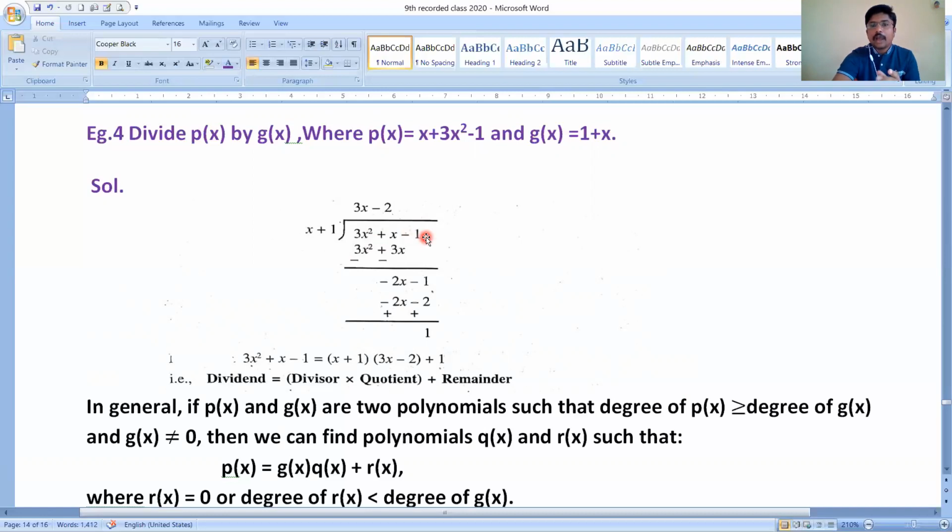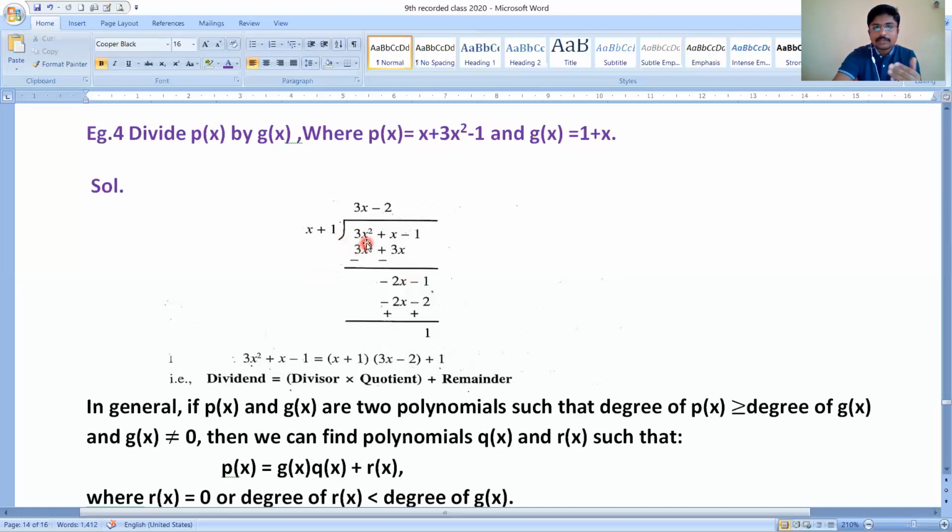While solving, we have to convert it to standard form by arranging the terms in descending order of their degrees. Understood? Okay. Now x plus 1 is the divisor, and 3x square plus x minus 1 is the dividend, that is p of x, and g of x is the divisor. Now what we have to do: divide the first term of the dividend, 3x square, by the first term of the divisor. What will we get here?